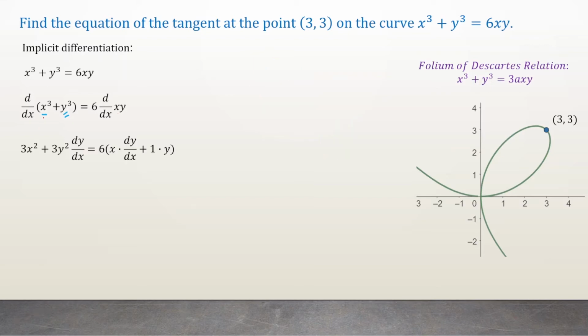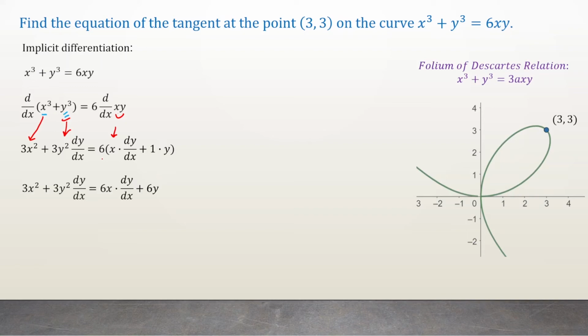So when we differentiate x cubed, we'll get 3x squared. And from our previous calculation, we'll have 3y squared times dy/dx when we differentiate y cubed. Now we'll use the product rule to differentiate xy. So we have x times the derivative of y, which is dy/dx, plus the derivative of x, which is 1, times y. This is simply the product rule.